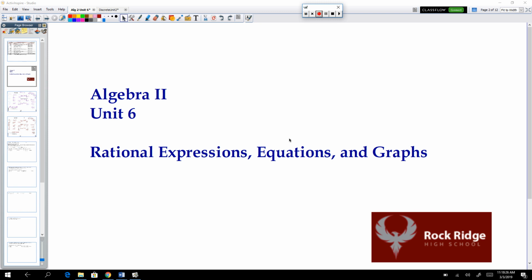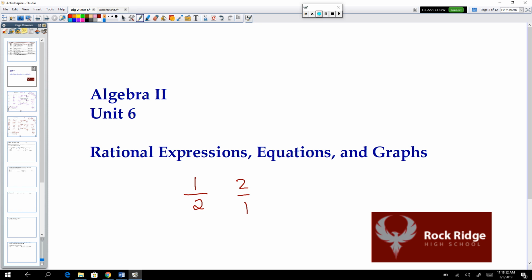Unit 6 is all about rationals, rational expressions, rational equations, rational graphs. And what we mean by rational is, remember what a rational number was. Remember rationals, remember when we had that on day 1, reals and rationals and complexes? Rationals were things that could be displayed or expressed as a fraction. That's a rational. That's a rational.